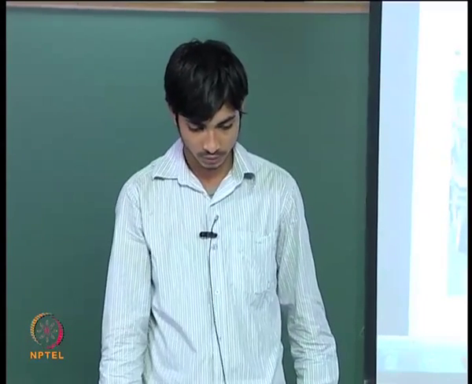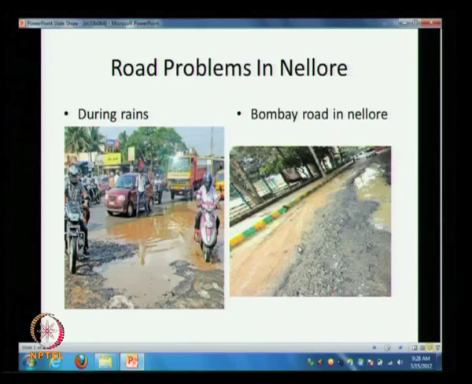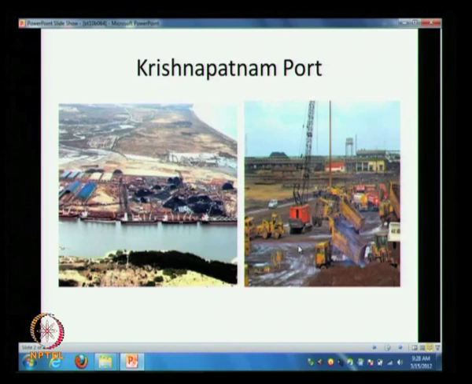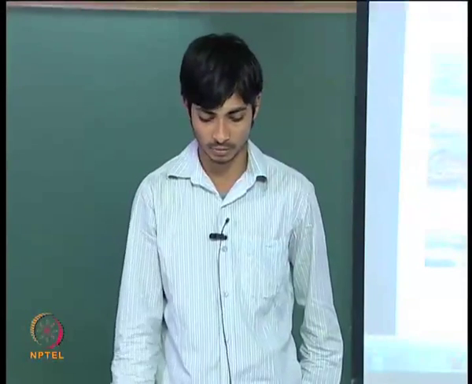In my last presentation, I discussed road problems in Nellore. These are some roads during rains and also Bombay Road in Nellore. One of the major problems spoiling these roads in Nellore is Krishnapatnam Port, because Krishnapatnam Port is being constructed 10 kilometers from Nellore.